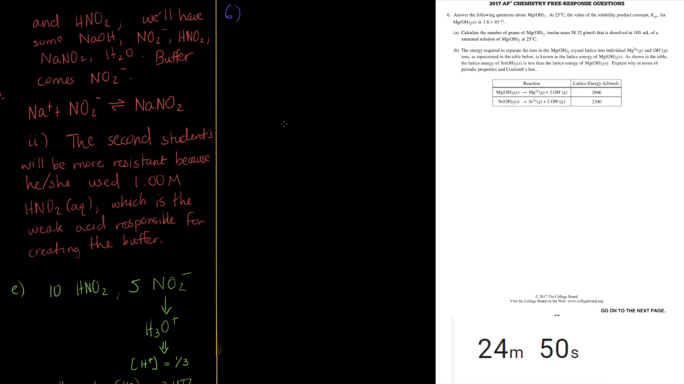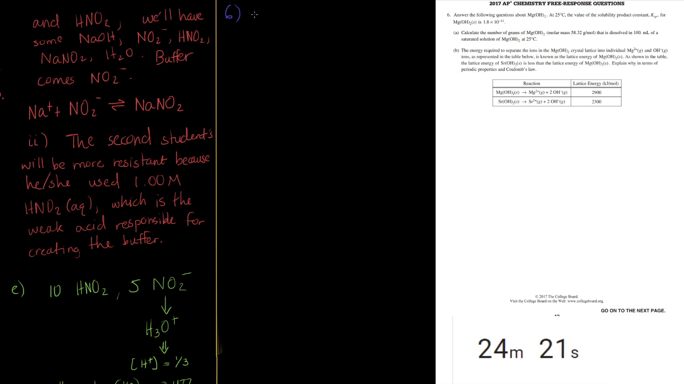At 25 degrees Celsius, the value of the solubility product constant, Ksp, for magnesium hydroxide is 1.8 times 10 to the negative 11th. That's to say it's pretty low. So the first question says, calculate the number of grams of magnesium hydroxide that is dissolved in a 100 milliliter saturated solution of this. A saturated solution tells us that we are as high as we can be.